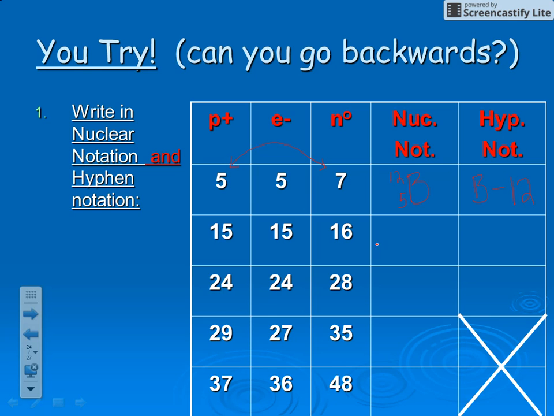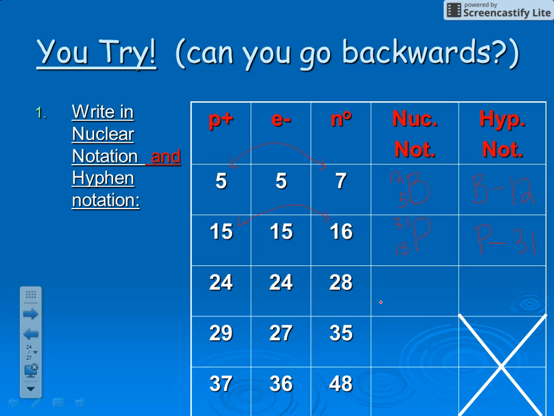For the second example, you have 15 protons. So if you look on your periodic table, you'll see that's phosphorus. Phosphorus' atomic number is 15. It goes down bottom as your subscript. 31 up top. This 31 comes from the fact that you add 15 plus 16, protons plus your neutrons, gives you your mass number. For the hyphen notation, again, you put P hyphen 31. Again, this is your mass number.